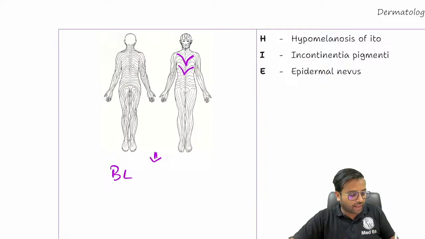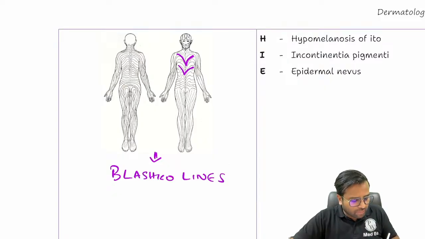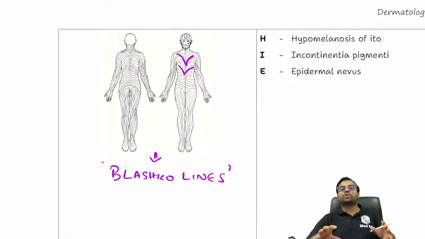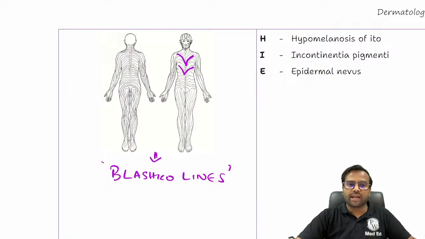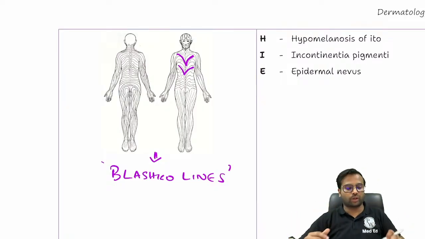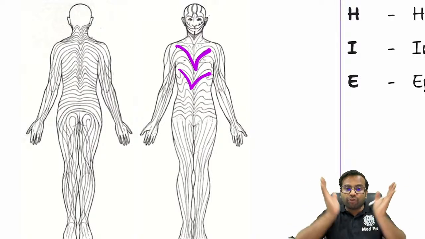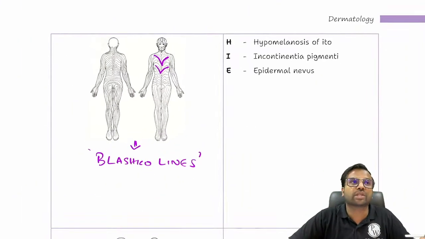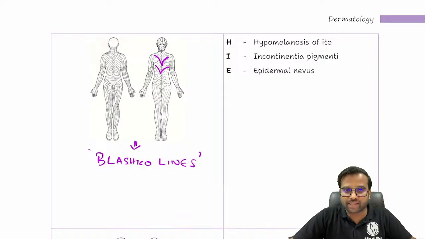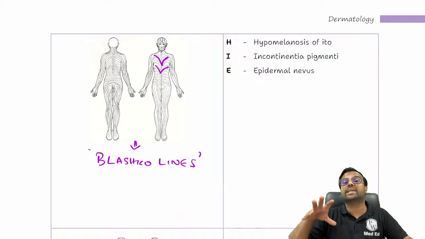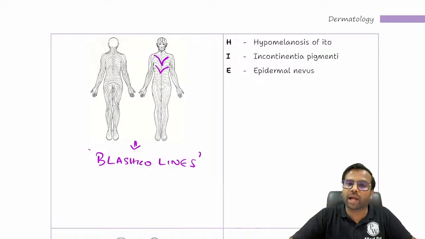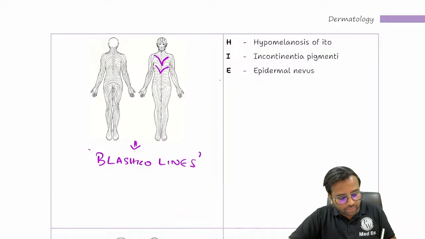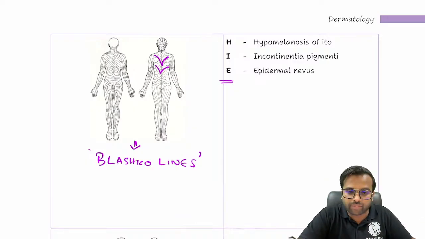This is called Blaschko lines. These Blaschko lines are usually invisible lines, especially in the anterior chest wall. You can see that there is a V-shaped pattern, right? That is why we call them Blaschko lines. Please remember 3 diseases where you can find Blaschko lines. You can remember them as HIE.